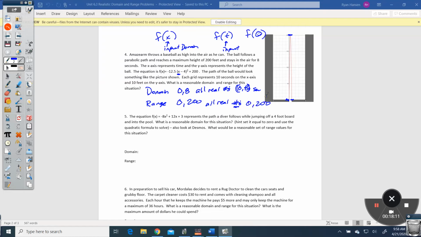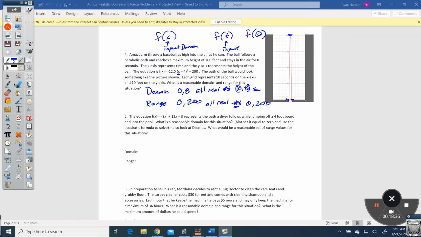So that's our answer for number 4. Number 5 says the equation f of x equals -8x squared plus 12x plus 3 represents the path a diver follows while jumping off a 4-foot board into the pool. What is a reasonable domain for this situation? Hint, set it equal to 0 and use the quadratic formula to solve. Or also look at Desmos. What would be a reasonable set of range values for this situation?